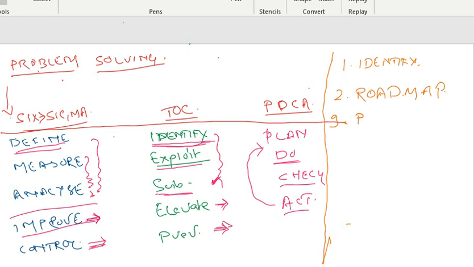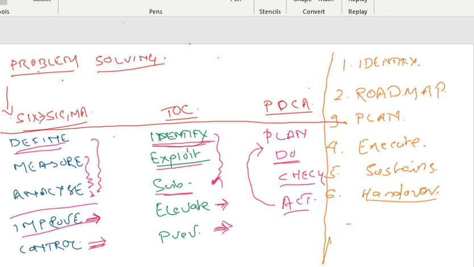Then I plan how to improve it, the solution stage. Then I execute. Execution is another project completely. Execute the project. Then I sustain the result for a few months, two to three months. You have to overview it, and then finally you hand it over to the right authorities, right? So this is broadly what I follow for any process problem I face in my work area.